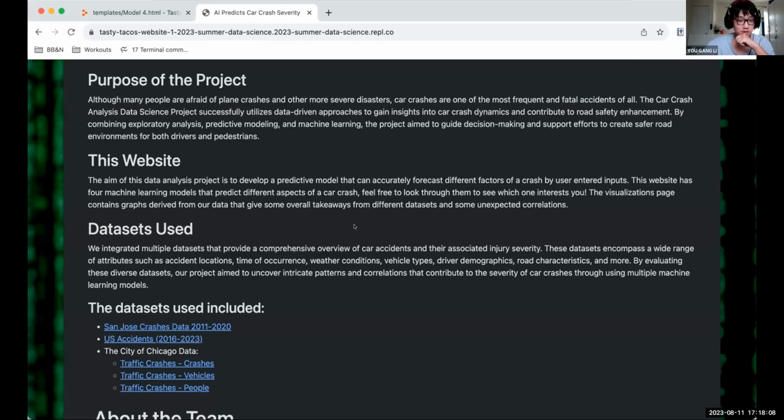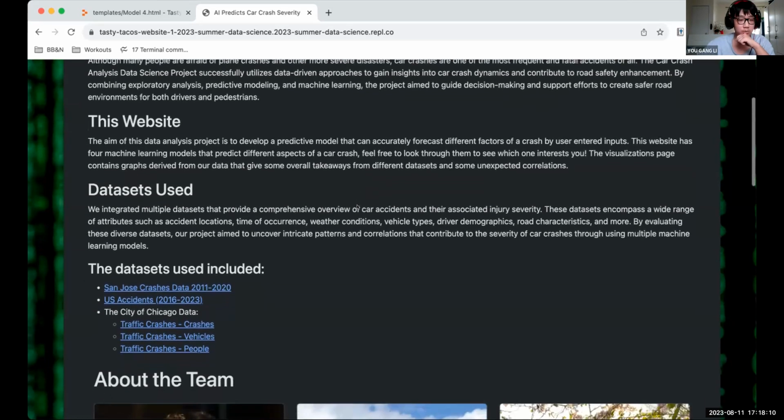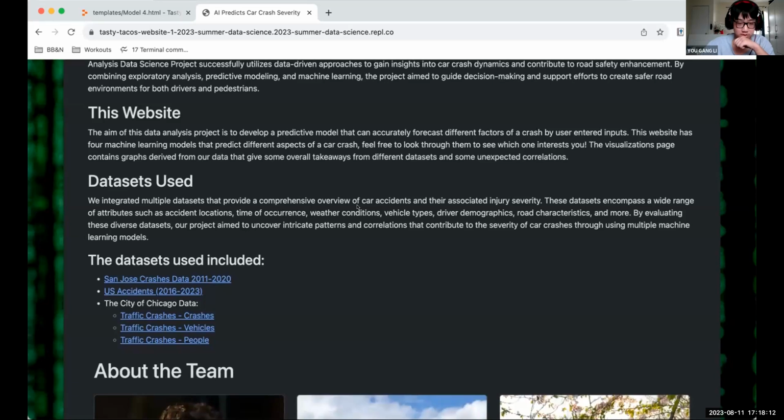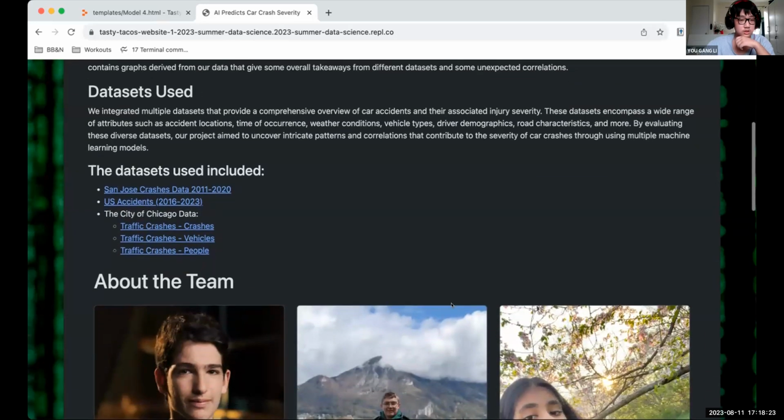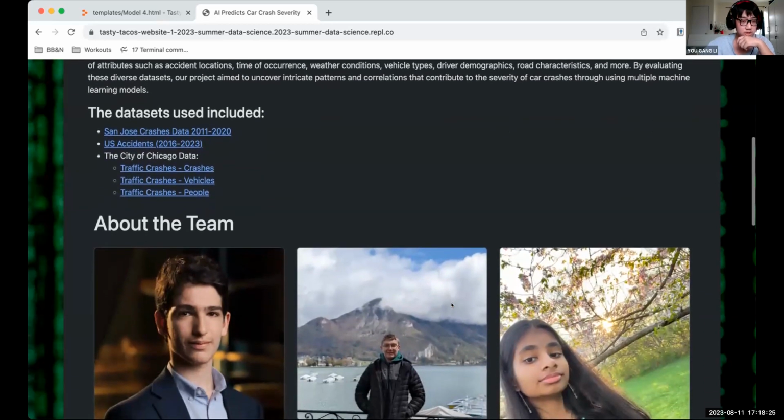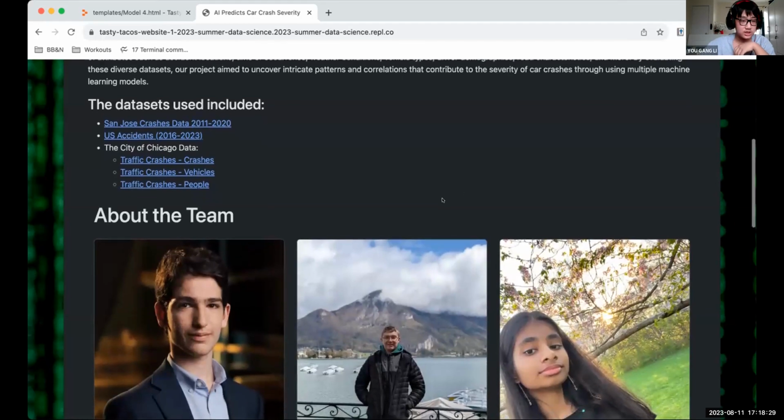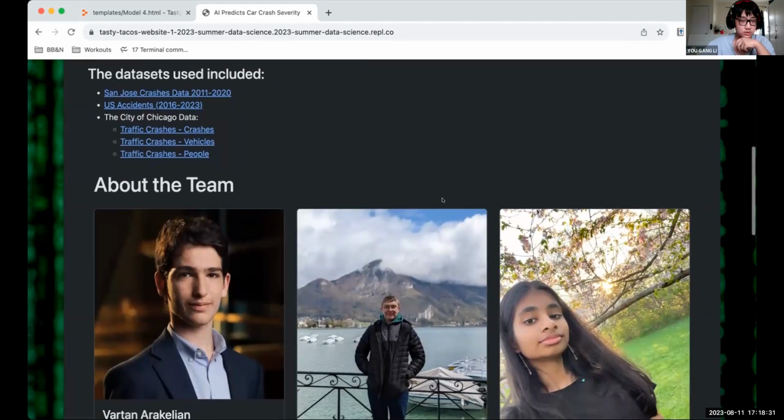But by evaluating these diverse datasets, our project aimed to uncover intricate patterns and correlations that contribute to the severity of car crashes through using multiple machine learning models. The datasets used included the San Jose crashes data from 2011 to 2020, the US accidents from 2016 to 2023, and the City of Chicago data from the crashes, vehicles, and people.